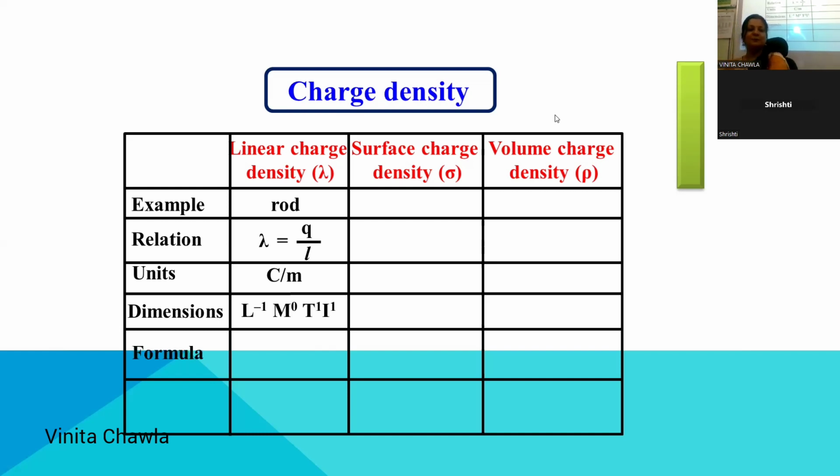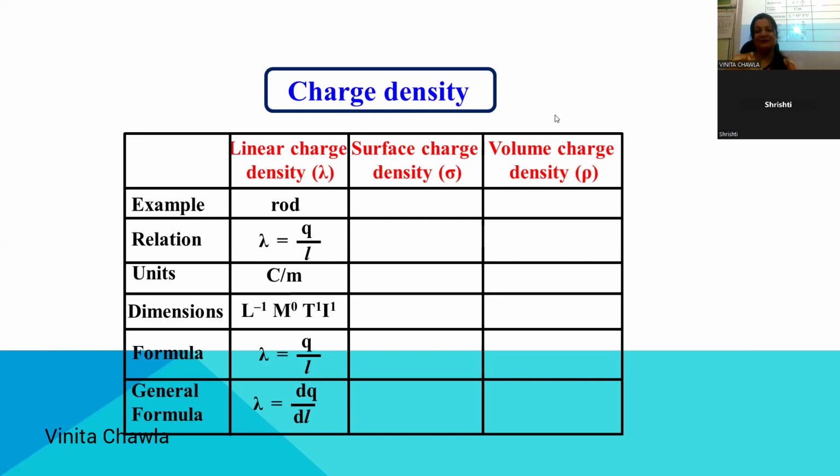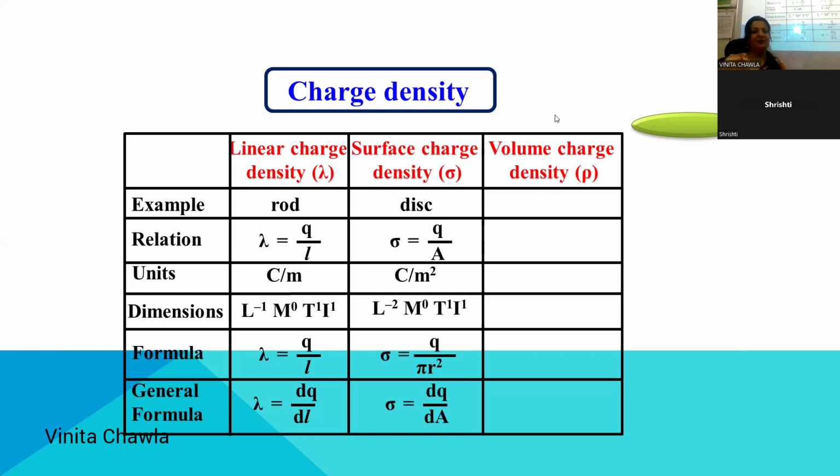Good. Formula: q by L. Again the same thing. General formula: dq by dl. Surface charge density, sigma. Example: a disk. Yes, anything you can take, any two-dimensional thing. Unit is coulomb per meter square. Dimension is this. And it is dq by dA. The formula for a disk is pi r square, so sigma is q by A, and the general formula is dq by dA.